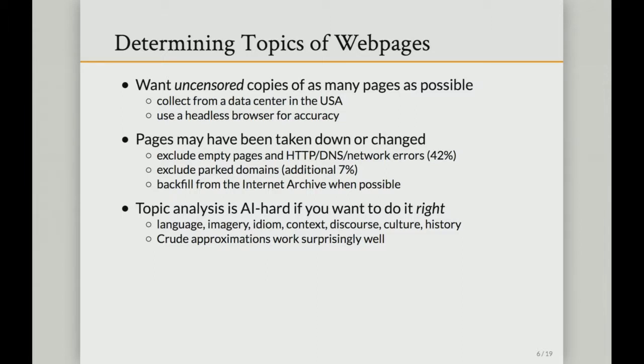Obviously, each step of this is non-trivial. We have to run JavaScript. We have to detect all the pages that have been taken down, try to backfill from the Internet Archive, and then once you have them, trying to program a computer to understand what they are about is sort of the canonical AI hard problem. If you could do this, you would have built a human equivalent artificial intelligence, and that artificial intelligence would then refuse to do this job.